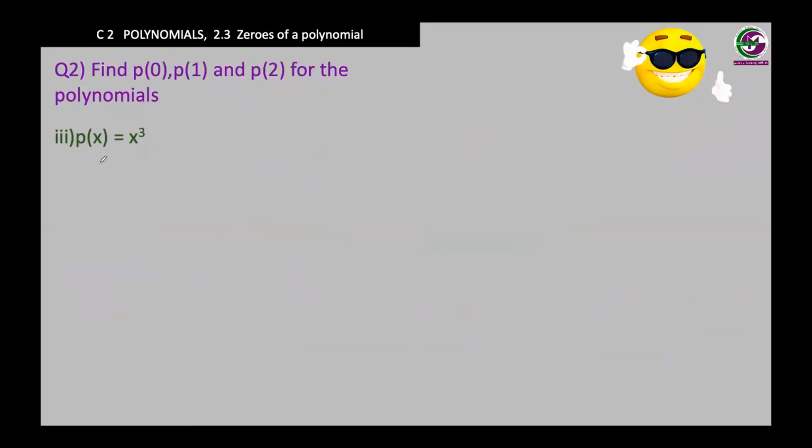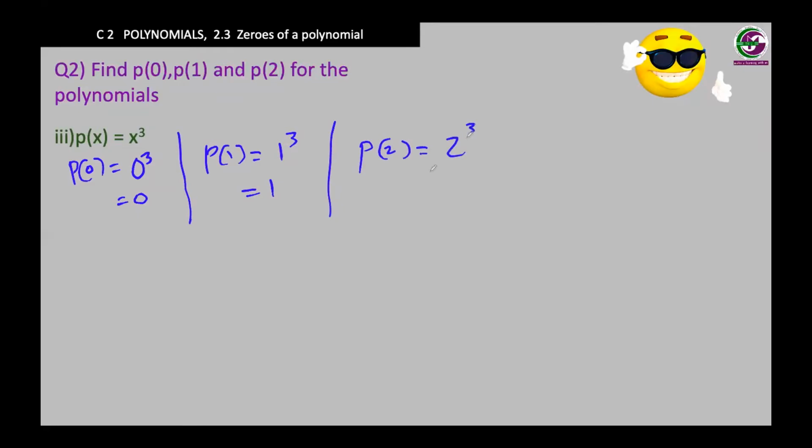P(x) = x³. So we replace P(0), which is equal to 0³, which is 0. Again, P(1) is equal to 1³, 1. P(2) means 2³, 2 times 2 times 2, which is 8. These are the three values when you replace this polynomial by 0, 1, and 2.